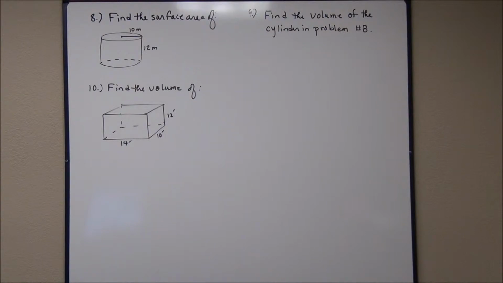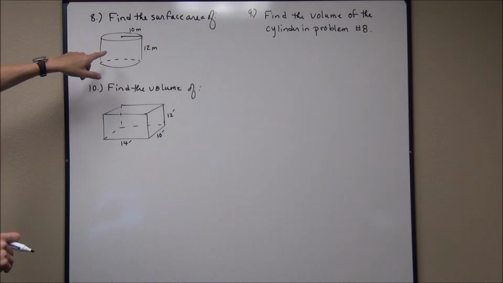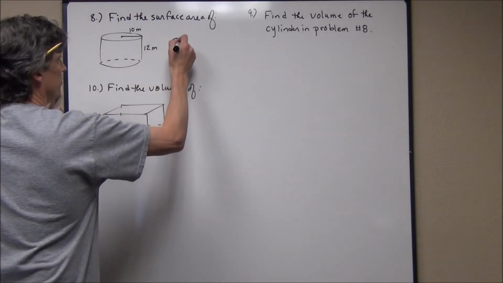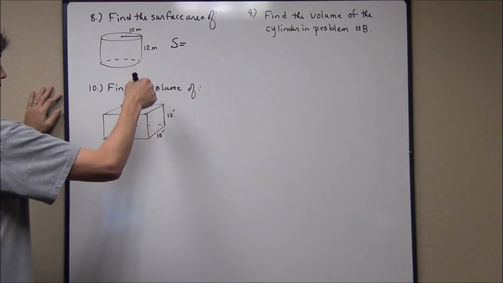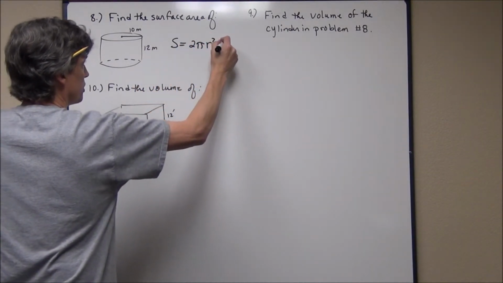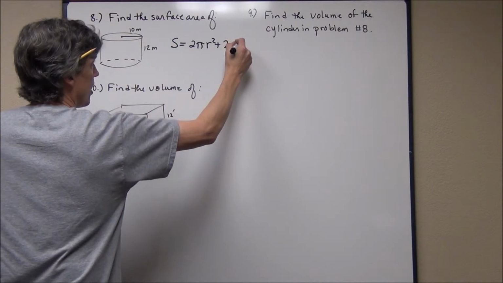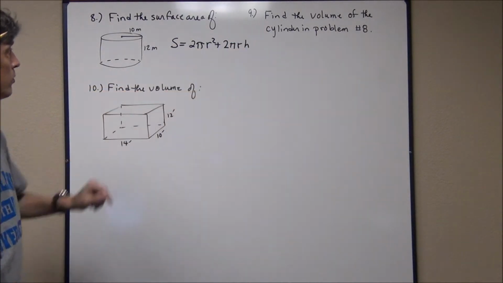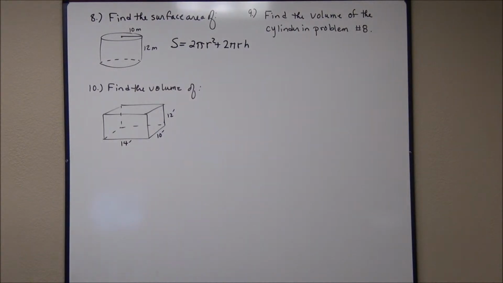Let's find the surface area of this cylinder. Now remember that the surface area is equal to the area of the base times the height. Excuse me. The surface area of a cylinder is equal to 2 pi r squared plus 2 pi r h. This would be the top and the bottom, and this would be the side. Almost gave you the wrong formula there. Got to keep them straight.